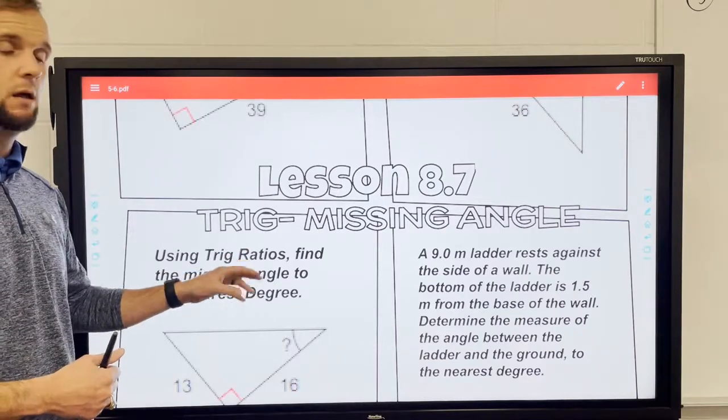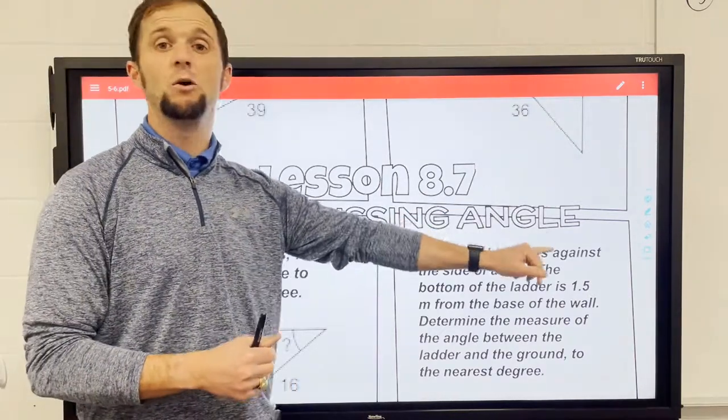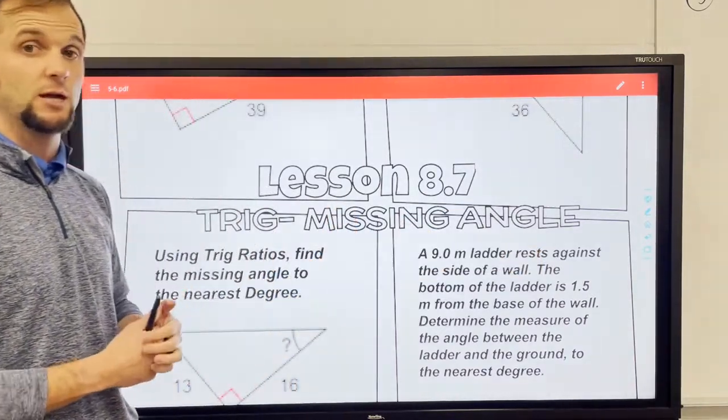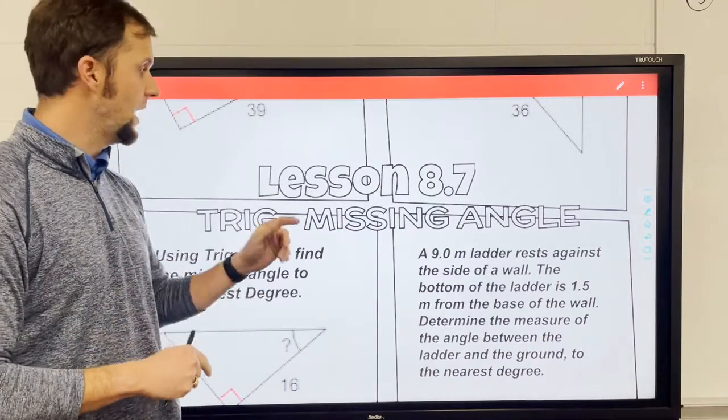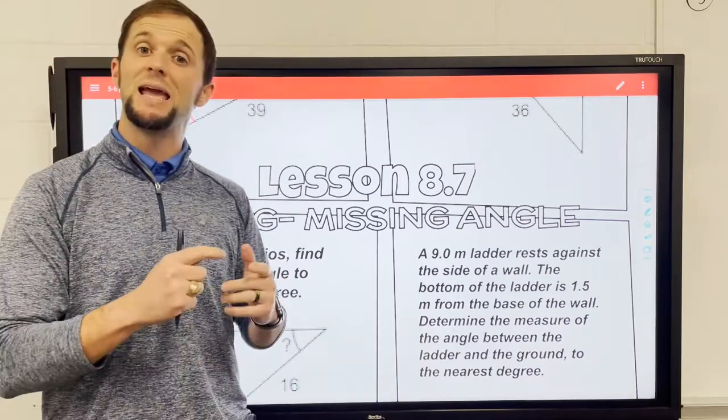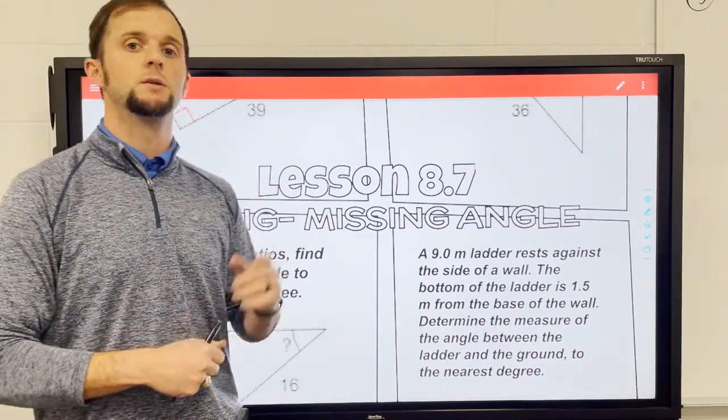Using trig again, and we're going to be finding a missing angle now. So in the last lesson, we actually used our trig ratios to find a missing side. And so now we're going to be using it to find a missing angle if we need to find those. So let's look into that.